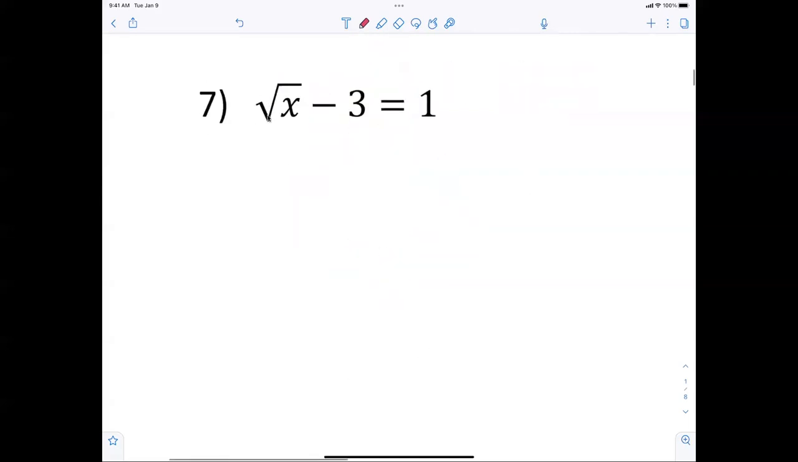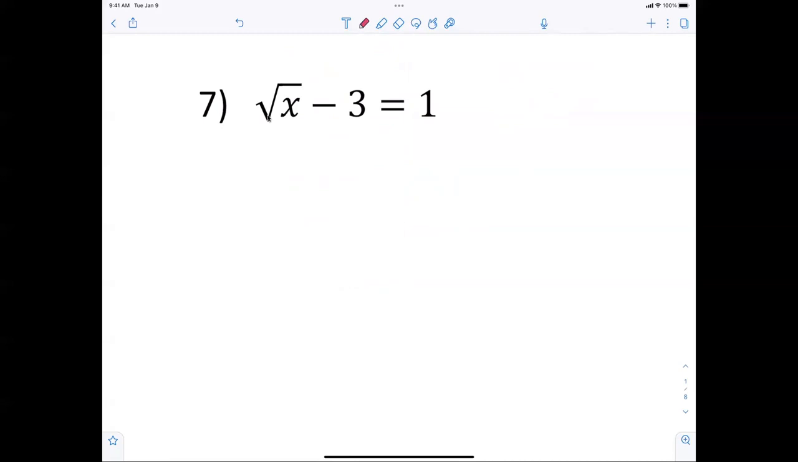Here we go. Number 7. Now, what's the problem with number 7? You have to isolate the radical. That is correct. You have to isolate the radical. You can't square both sides. There's a new rule. You have to isolate the radical.